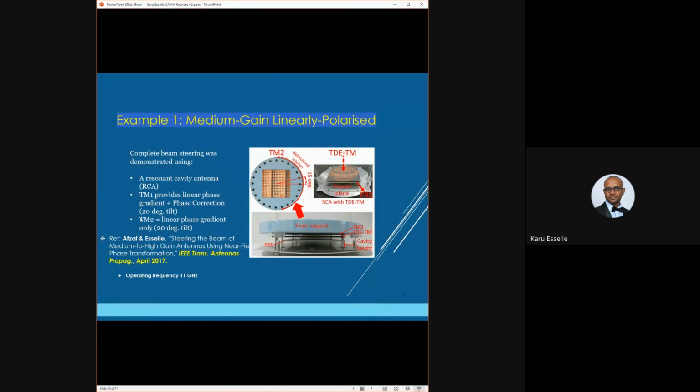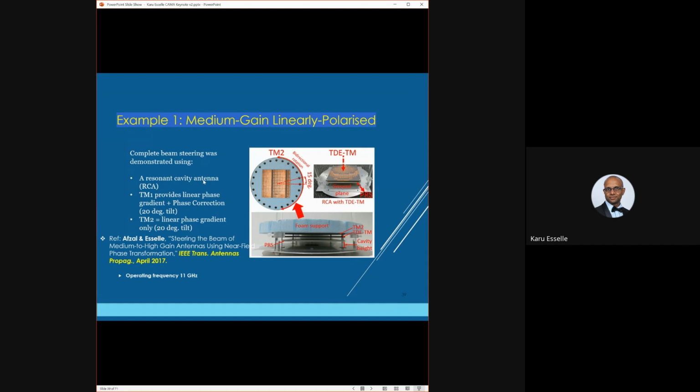Then looking one by one, what's the time? Okay, still have time. This is the original paper, some details of the original paper. So you need two metasurfaces, right? So this is a resonant cavity antenna.